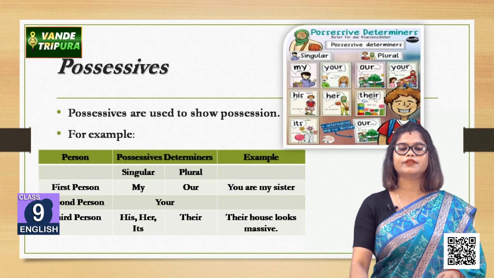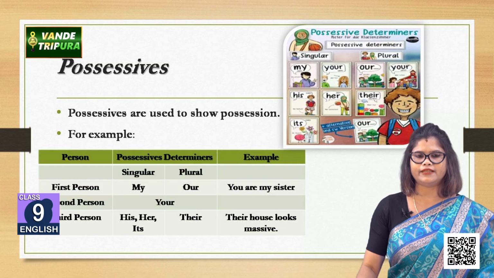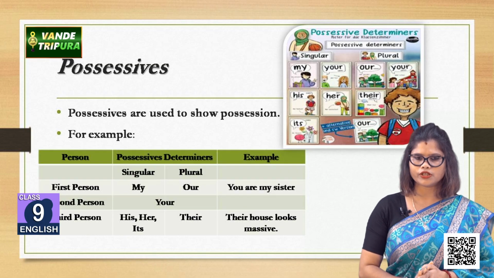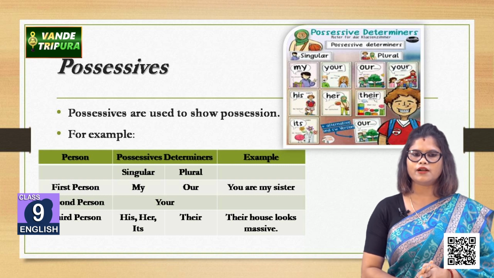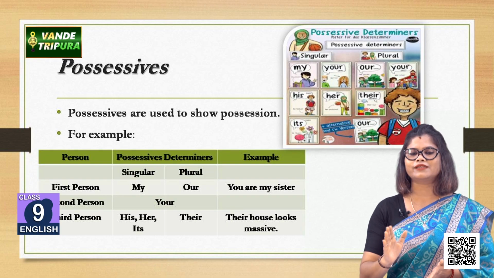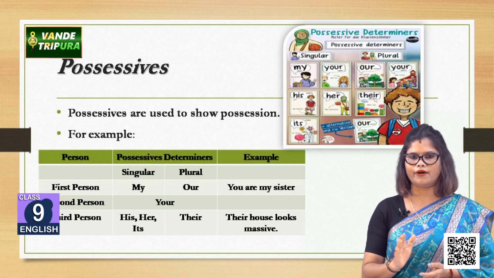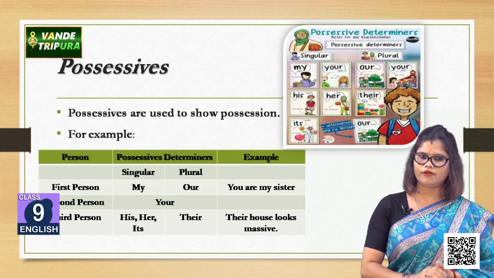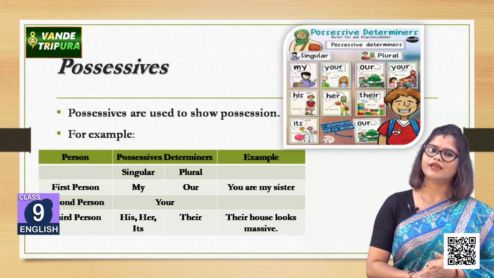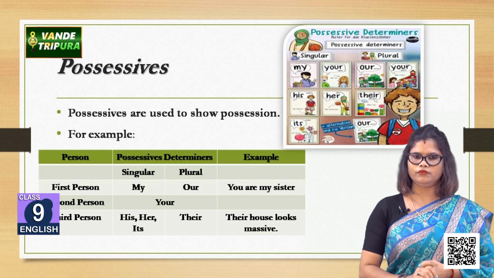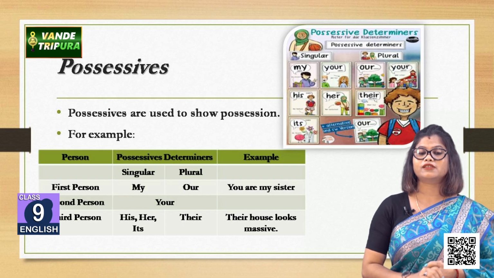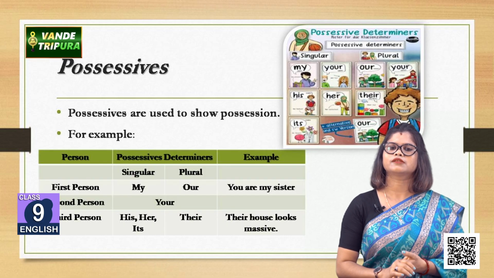Now if we look into the table, then we see for the first person আমরা কি determiners use করি. If it is the singular number, for the first person we use my. If it is plural number, then we will use our. And if it is second person, for both singular and plural we use your. If it is third person singular number we use his, her, its. If it is third person plural number, then we use their.